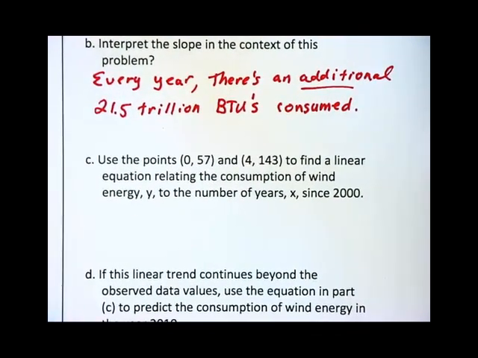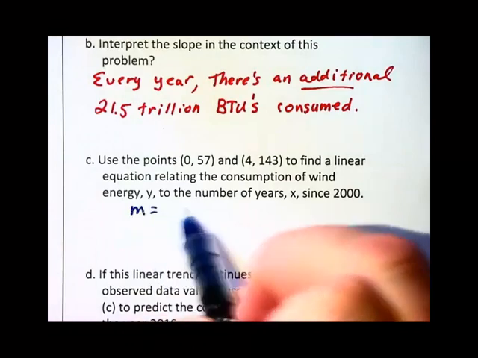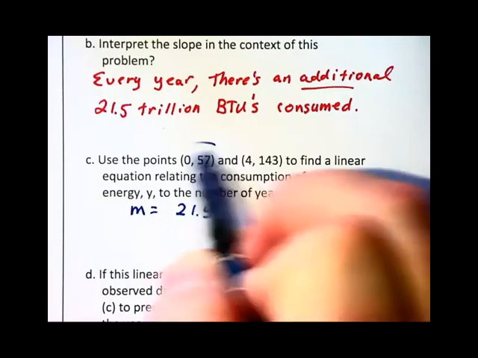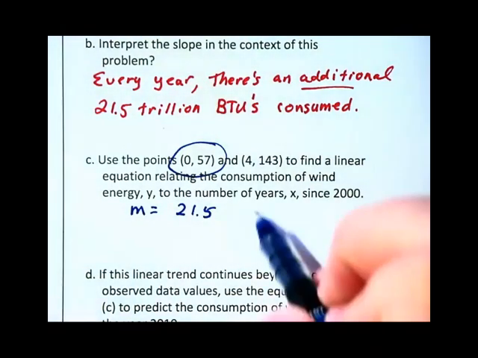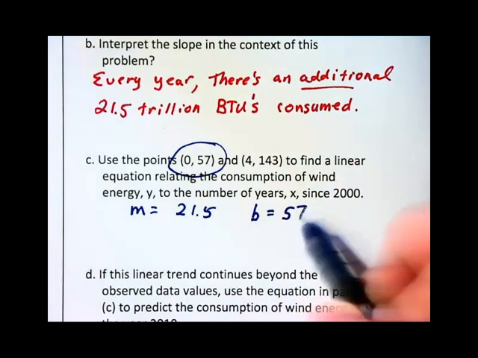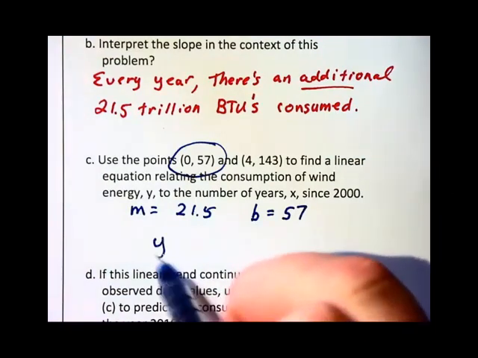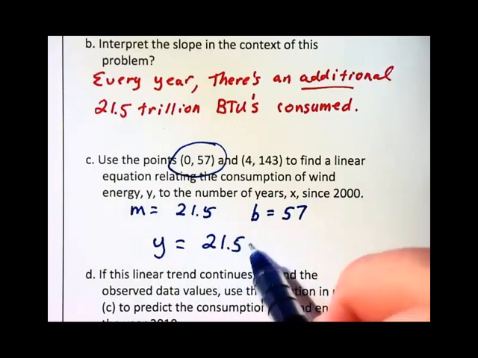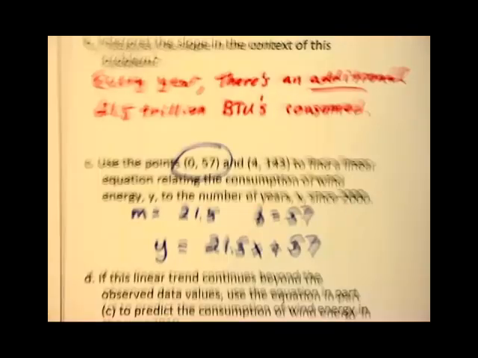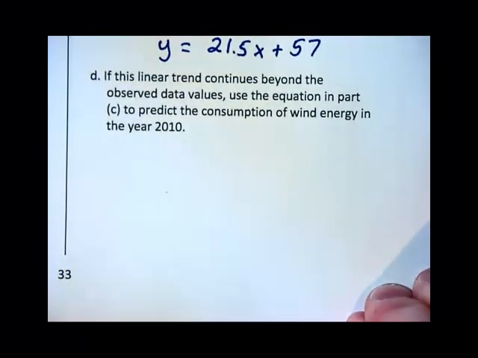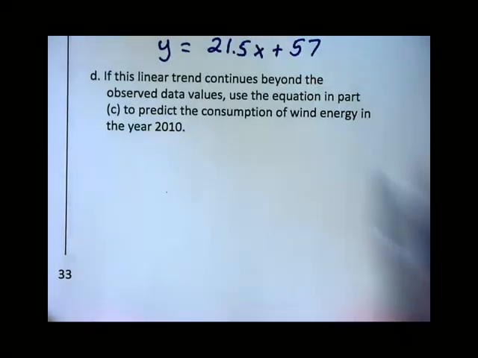Then we want to use these 2 points to find a linear equation. Well, we just found the slope up above. The slope up above was 21.5, and notice this 0,57 starts with the 0. That tells us b is 57. That's a y-intercept, and so we can write y equals 21.5x plus 57.